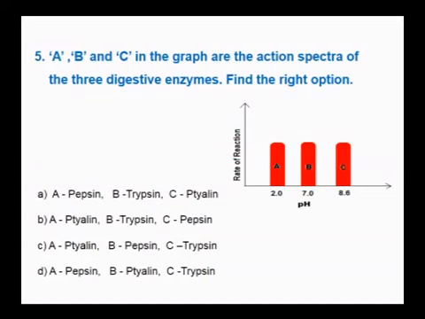In this question, we have a graphical representation. On the x-axis, we have selected pH. On the y-axis, there is the rate of reaction. Read the graph properly. A, B and C in the graph are the action spectra of 3 digestive enzymes. Find the right option.